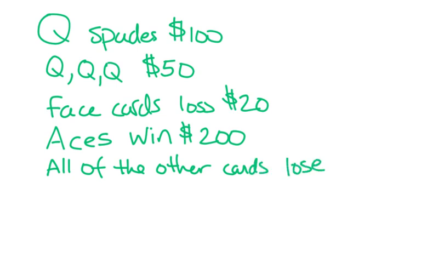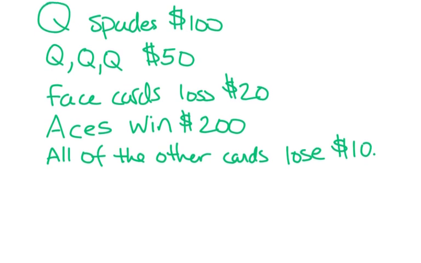So lose. Now I wrote this out nicely for you, but you've got to be able to figure this out. So lose, let's say $10. I feel like the gamblers get the advantage here. The casino, I think, might lose money here. So if you get the queen of spades, it's $100. So we've got to figure out these probabilities.